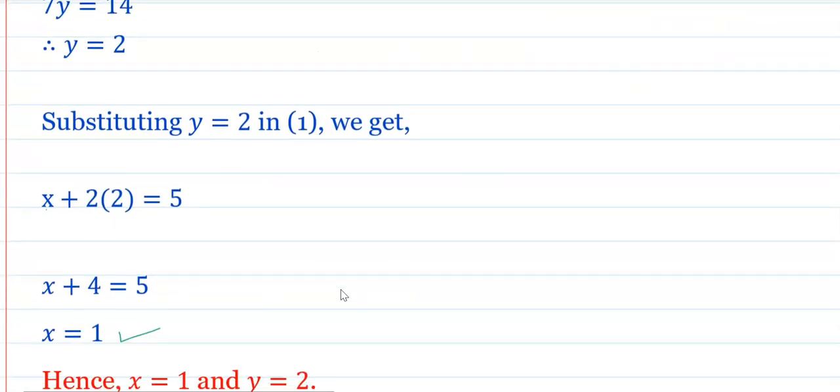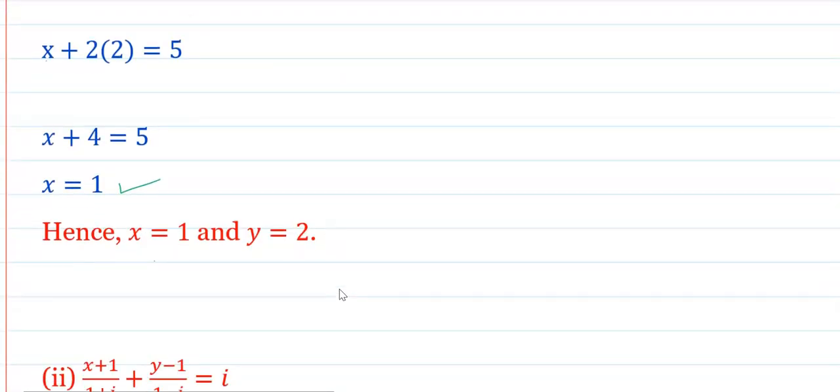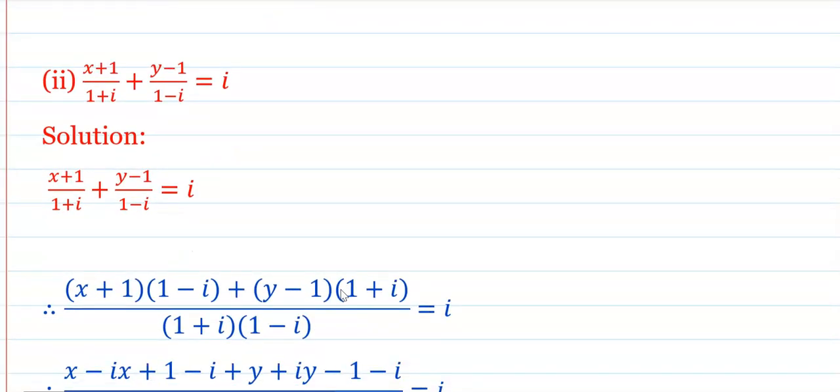These are the values of x and y. Now the next example. x plus 1 upon 1 plus i plus y minus 1 upon 1 minus i is equal to i.